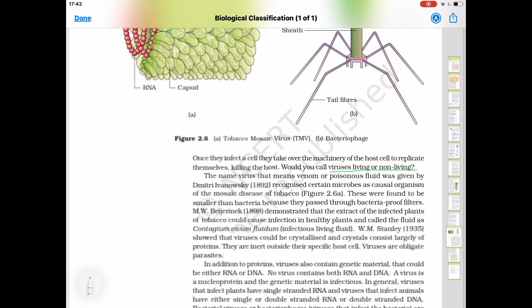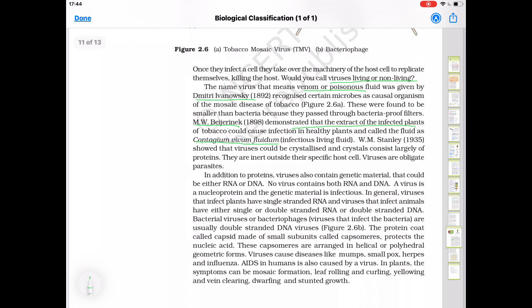The name virus was given by Dmitry Ivanovsky. Virus means venom or poisonous fluid. Beijerinck, another scientist, demonstrated that the extract of an infected plant could cause infection in healthy plants and called the fluid contagium vivum fluidum, which means infectious living fluid. If we take the fluid from a plant infected with the virus, it can infect other healthy plants also.